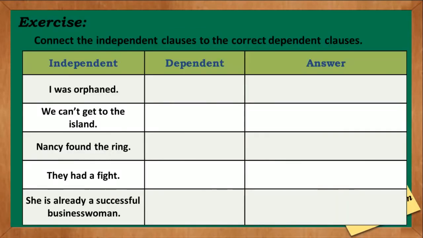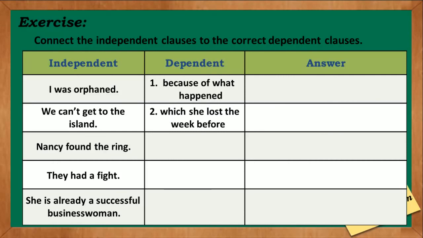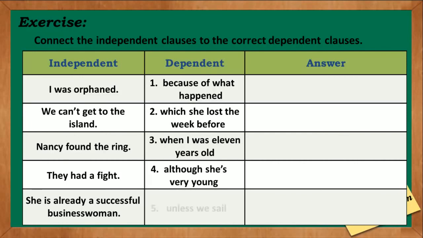For our exercise, connect the independent clauses to the correct dependent clauses. For our independent clauses, we have I was orphaned. We can't get to the island. Nancy found the ring. They had a fight. She is already a successful businesswoman. For our dependent clauses, we have because of what happened, which she lost the week before, when I was 11 years old, although she's very young, and unless we sail.